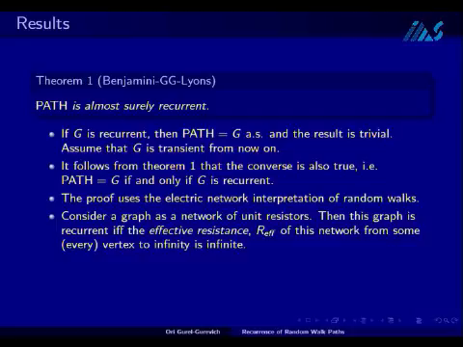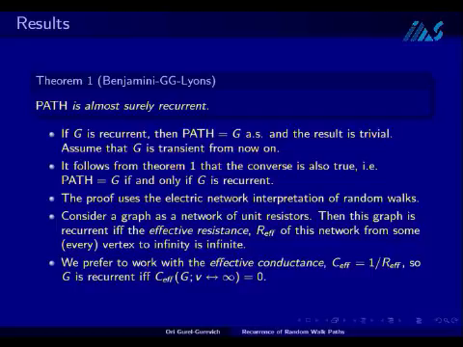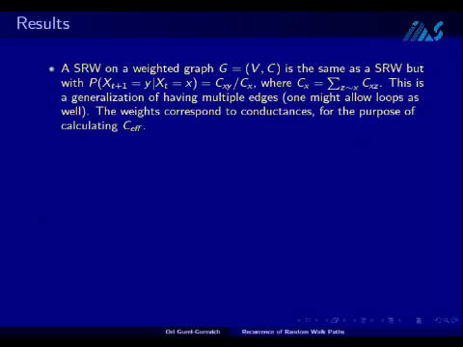And the point is that the graph is recurrent if and only if this resistance is infinite. Actually, it will be more useful to work with effective conductance, even though if somebody is not familiar with that, it might be less intuitive. But this is just 1 over the resistance. So the graph is recurrent if and only if the effective conductance is 0. Now let's generalize this a little bit.